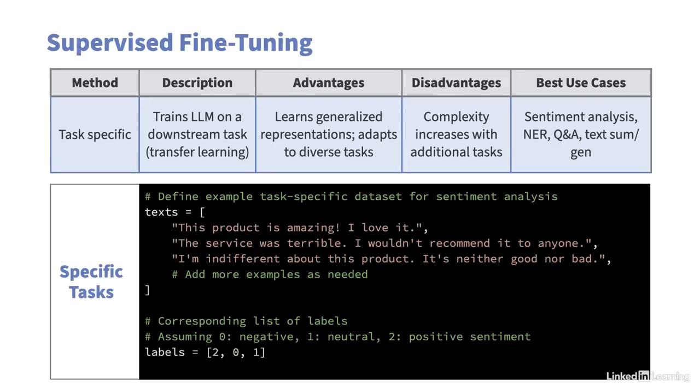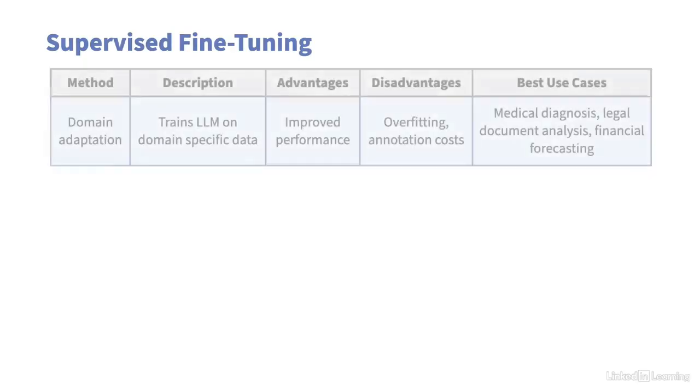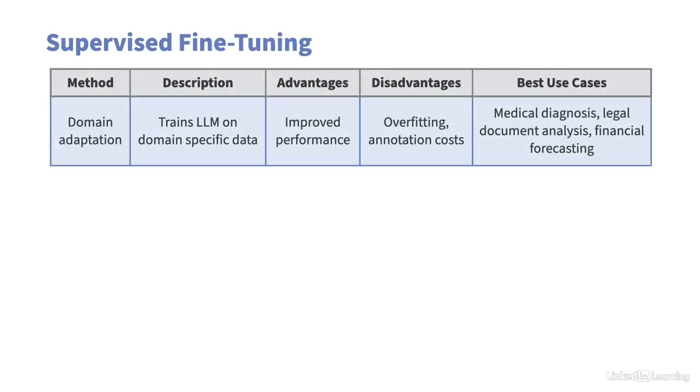This code defines a task-targeted dataset for sentiment analysis. Text is a variable that stores a list of text samples or examples for sentiment analysis. Labels is a variable that stores a list of sentiment labels. In this example, sentiment labels are encoded with integers: 0 for negative sentiment, 1 for neutral sentiment, and 2 for positive sentiment. During fine-tuning, the pre-trained model learns to predict the sentiment labels based on the input text samples.